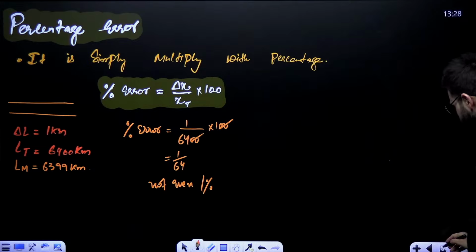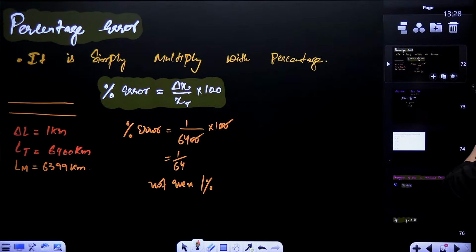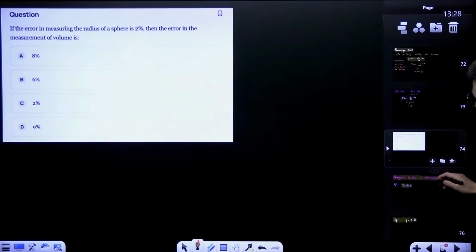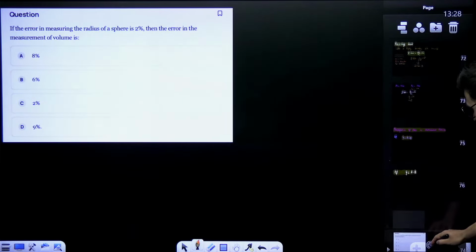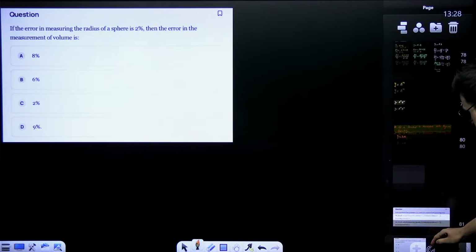That's it. Please tell me in the chat if this is crystal clear to each and every single student. So take it here. Let me show you this after some time.